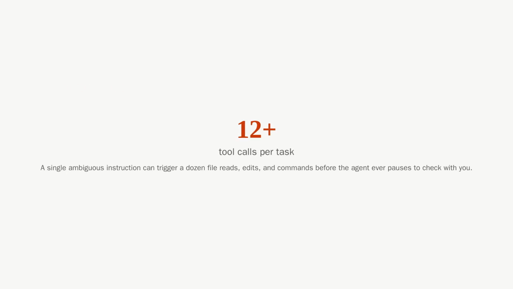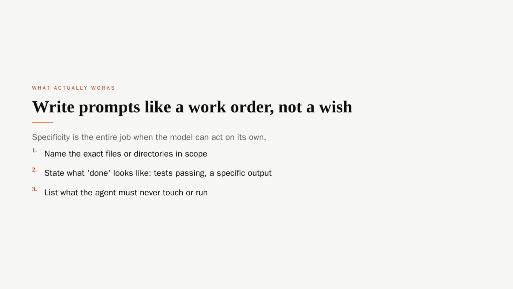One unclear instruction at the start doesn't just produce one wrong answer. It produces a chain of wrong actions, each one built on the last. The fix starts with treating your prompt like a work order, not a wish list. Name the exact files or folders the agent is allowed to touch. Describe what done actually looks like: tests passing, a specific output, a working build. And say clearly what it should never run or delete, because agents will use judgment you didn't ask for if you leave gaps.